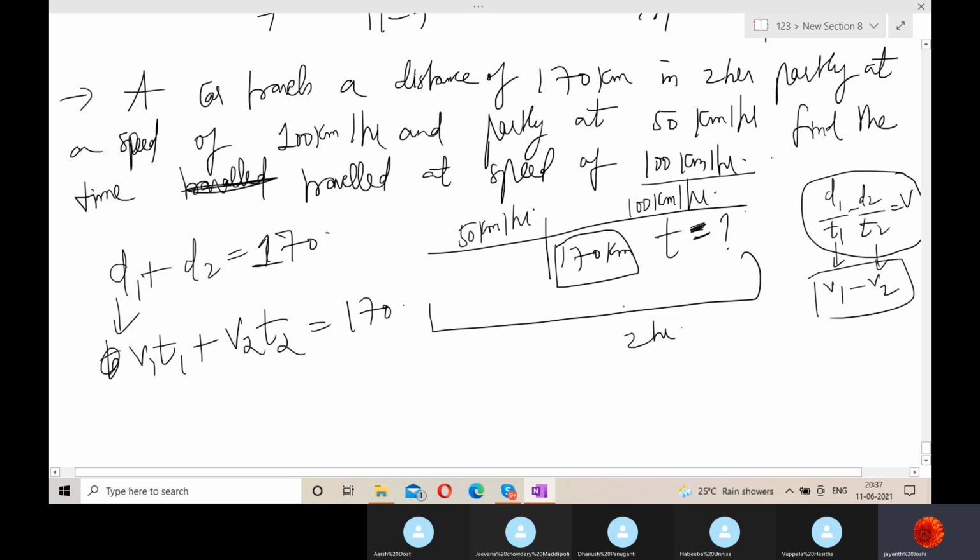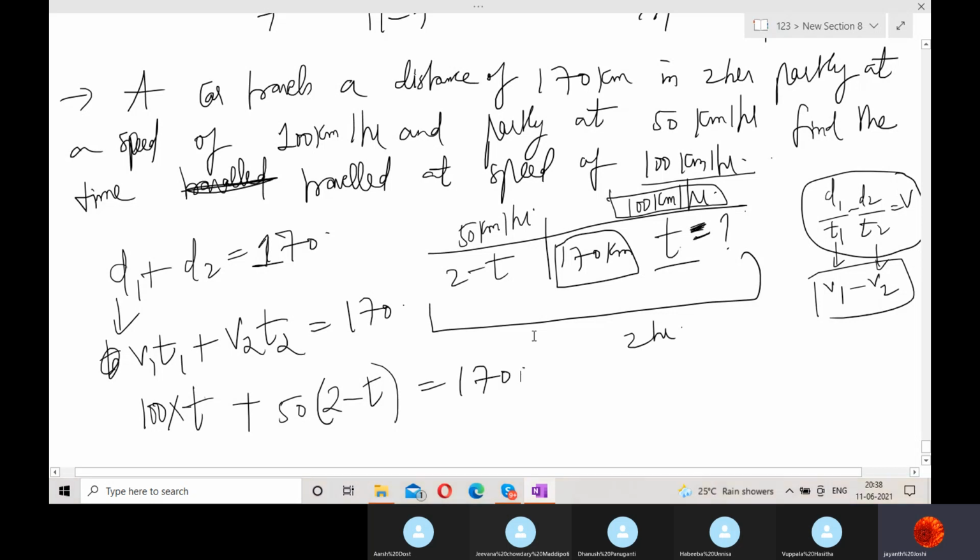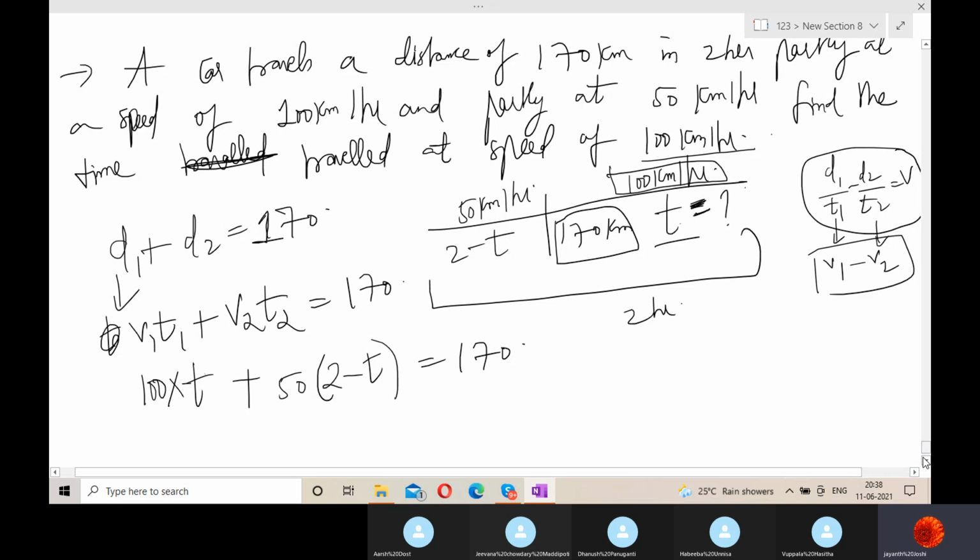Now what is the speed v1? How much have they given to us? Suppose we take this stretch, which is traveled at a speed of 100 kilometers per hour. So we'll take 100 into the time, which we are supposed to find as t, plus v2, 50. And if the total is 2 hours and this is t, then this will be 2 minus t, correct? Correct or wrong? Yes. So 100t plus 50 into 2 minus t is equal to 170. Now, please find out the value of t and tell me what that is.